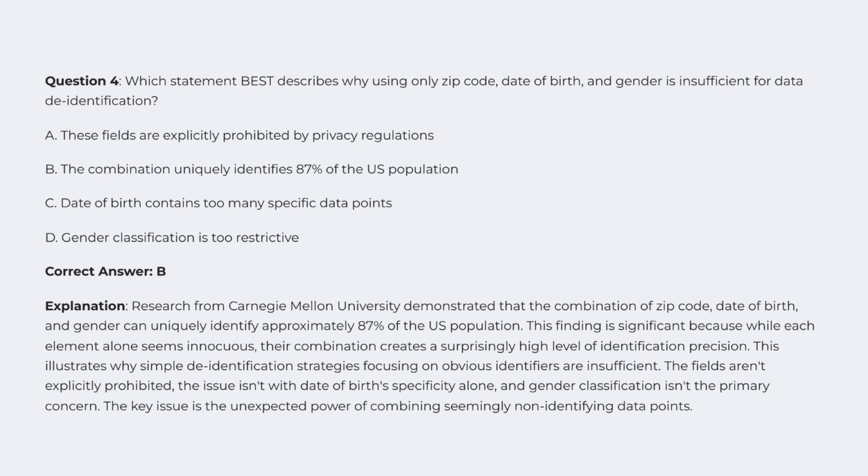The fields aren't explicitly prohibited, the issue isn't with date of birth's specificity alone, and gender classification isn't the primary concern. The key issue is the unexpected power of combining seemingly non-identifying data points.